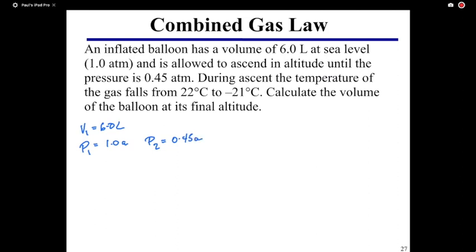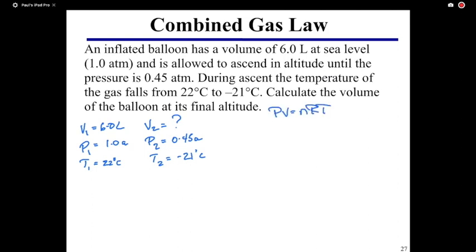During the ascent, the temperature of the gas falls from, I have a temperature 1, at first it's at 22 degrees Celsius, and it goes to a temperature 2 of minus 21 degrees Celsius. Calculate the what? I don't know that one. Okay, listed everything.